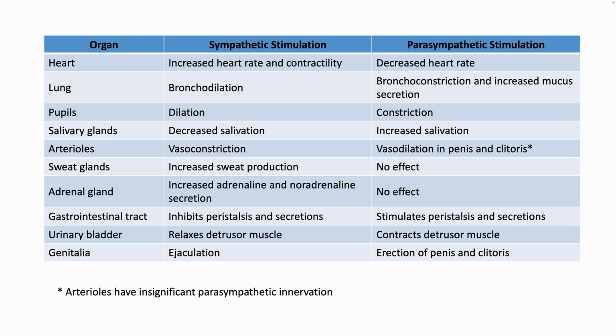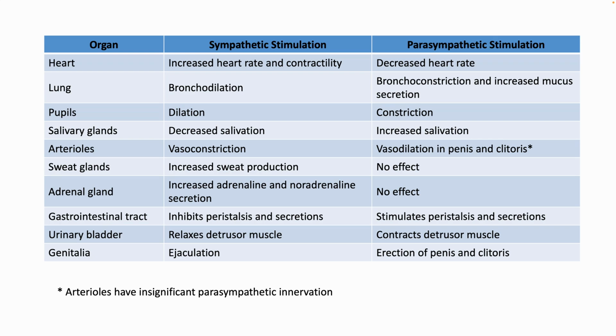On the salivary glands, the sympathetic inhibits salivation, while the parasympathetic stimulates salivation. On the arterioles, the sympathetic promotes vasoconstriction, while the parasympathetic nervous system has almost no effect on the arterioles. There is one exception to this, and it is the arterioles of the penis and clitoris that have important parasympathetic innervation. On the sweat glands, the sympathetic activates sweating, while the parasympathetic has no effect.